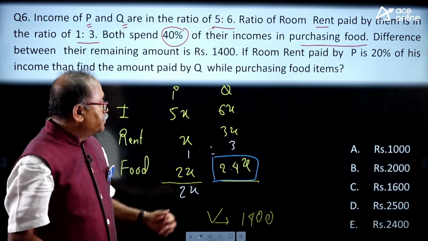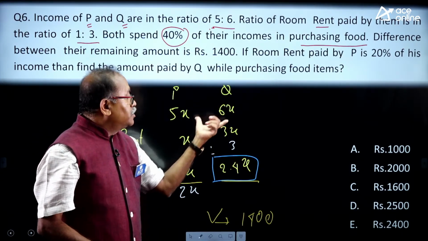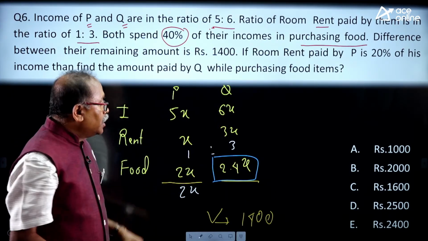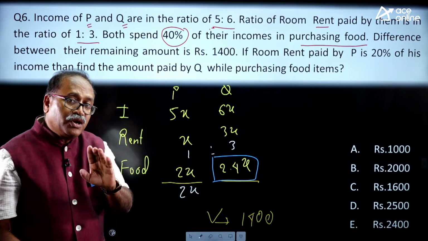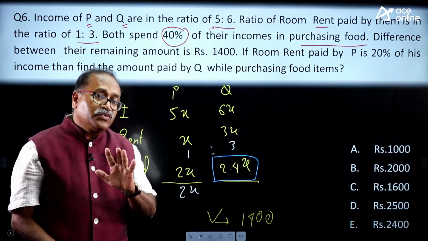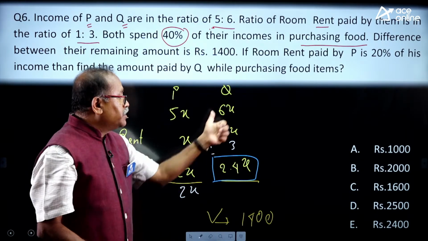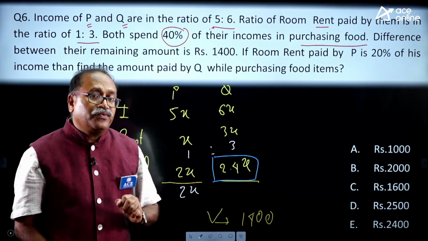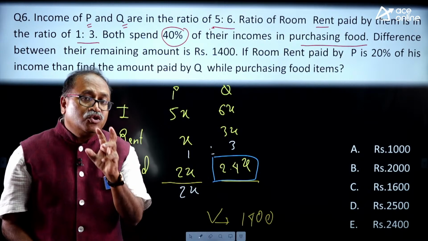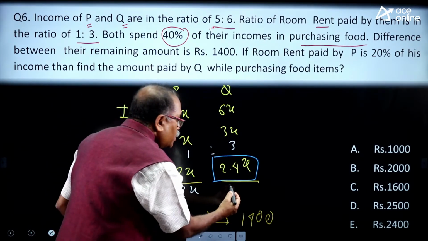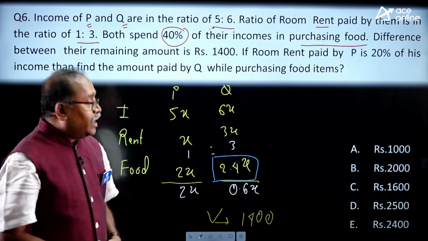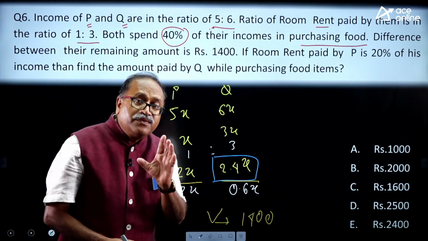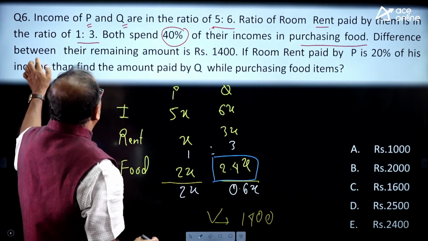Anyone answering it? What about the Q here? The income is 6x. And what about the expenditure? 3x plus 2.4x comes to 5.4x. From 6x, if I take out the 5.4x, I will be getting 0.6x. So here, 0.6x. And the difference between their saving is given to us as 1400, you can see here.